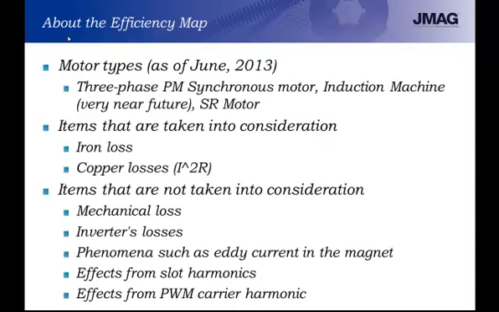About the motor efficiency map generation capabilities, we can do 3-phase PM synchronous machines, induction machines in the very near future, and switch reluctance machines currently. Items that can be considered are the iron losses in the machine and the copper losses, or I²R losses. Items that cannot be taken into consideration are the mechanical losses, inverter losses, phenomena such as eddy currents in the magnets, effects from slot harmonics, and effects from PWM carrier harmonics. So again, some of the inverter effects and mechanical effects aren't going to be captured, but the majority of the losses are captured in the iron loss and the copper losses.